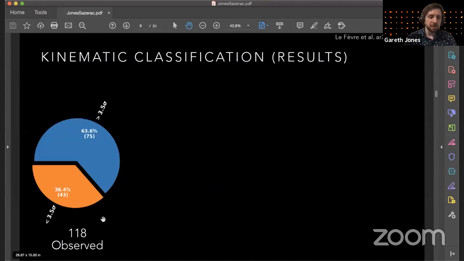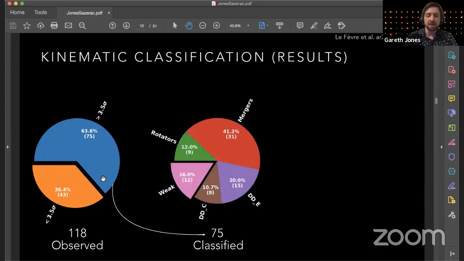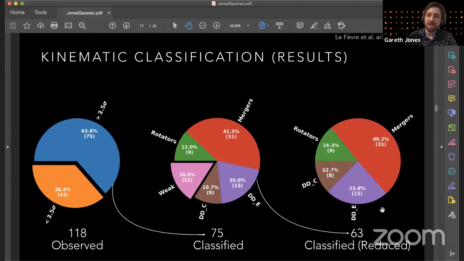So the first cut that we did was we took our 118 galaxies that we observed, and Matthew Retherman ran a line search algorithm and found that only 75 of these galaxies were detected at more than 3.5 sigma in [CII] emission. So we did this analysis for those 75. We found a really nice kinematic diversity, but 12 of these galaxies were too weak to classify, mostly because these lines were very broad and we didn't have enough signal to noise in each channel to do kinematic analysis. So if we remove these 12, we're left with 63 galaxies.